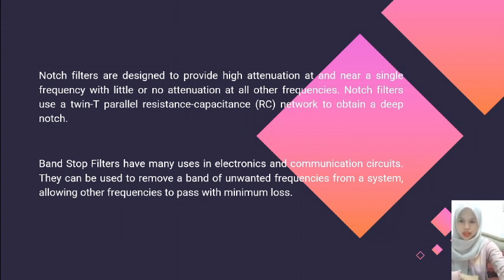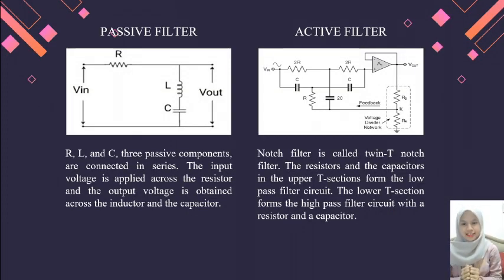Notch filters use a twin parallel resistance capacitance, or RC, network to obtain a deep notch. The band stop filter has many uses in electronics and communication circuits. They can be used to remove a band of unwanted frequencies from a system, allowing other frequencies to pass with minimum loss. As I said before, the band stop filter has two types, which are the passive filter and the active filter. A passive filter has three passive components, such as a resistor, capacitor, and inductor.